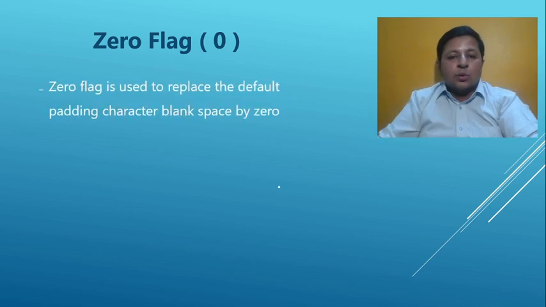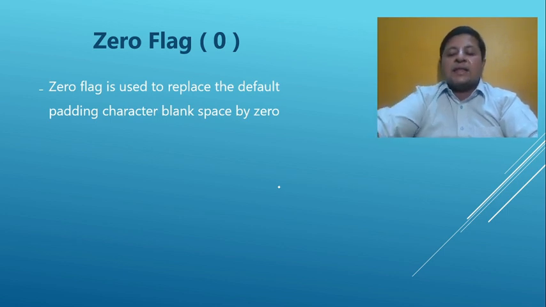If you remember, in the case of fill width with printf, if you have fewer characters in your output, it uses a padding character to meet the requirement of the fill width. For example, if the output contains only 3 characters but the fill width is, let's say, 6, then 3 more characters are padded, and by default the padding character is a blank space. Now if I use the 0 flag, then that will be replaced by 0. So the 0 flag is used to replace the default padding character, blank space, by 0.